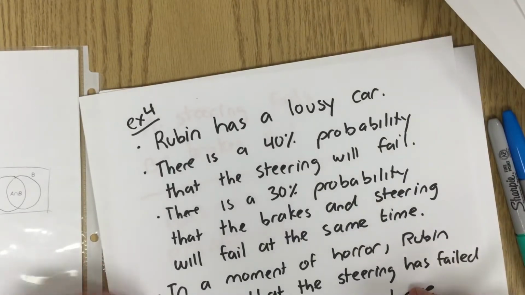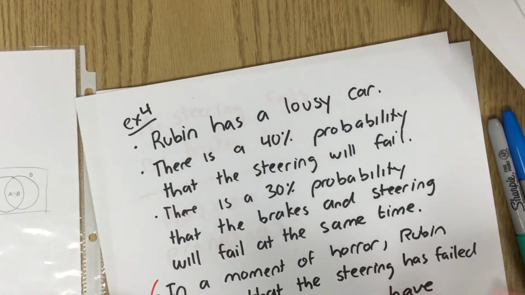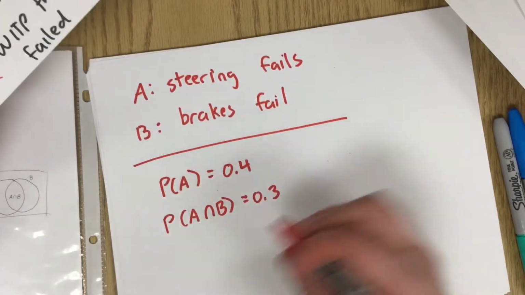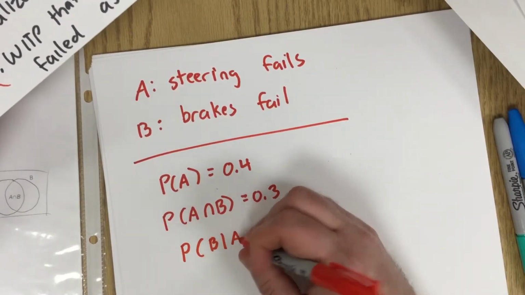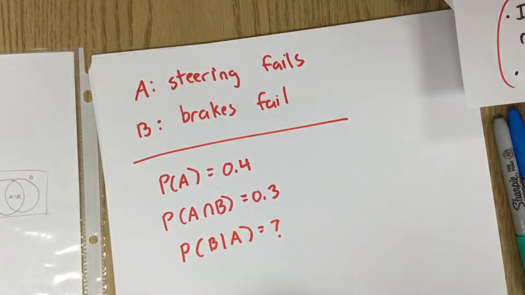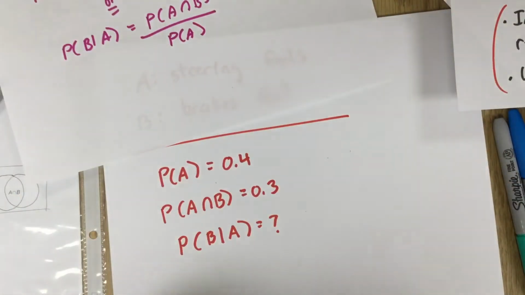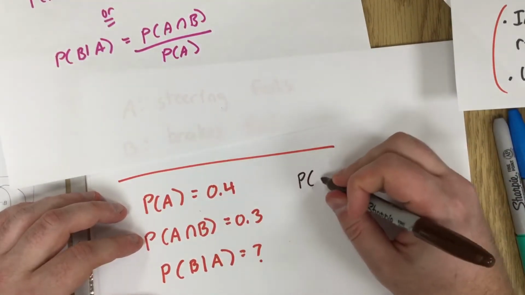And then the question is, in a moment of horror, Ruben realizes that the steering has failed. What's the probability that the brakes have failed? And so the question is asking, what is the probability that the brakes have failed given that the steering has failed? So we have a formula, and the formula is over here. It's actually kind of pretty straightforward if you have the formula.